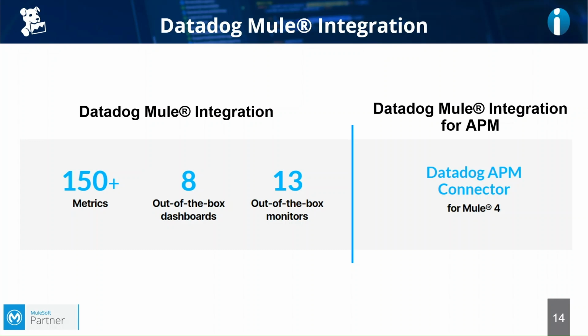As part of the Datadog Mule integration for APM, a Mule connector is provided, the Datadog APM Connector, which needs to be used to instrument your Mule applications so you can send API metrics into Datadog and be able to track execution times, bottlenecks, troubleshoot, and trace errors via logs.